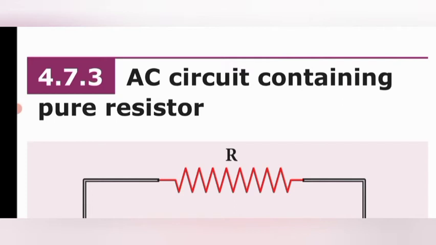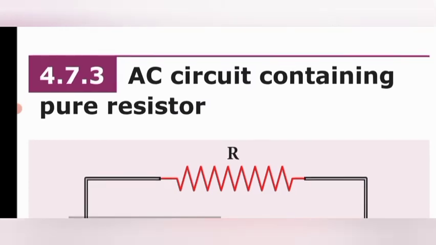Good afternoon to all. In today's video, Unit 4 Electromagnetic Induction lesson: AC current containing a pure resistor. In the previous class, we concluded up to the phasor diagram between voltage and current. In today's topic, we are discussing the AC circuit containing a pure resistor, and also inductor and capacitance.